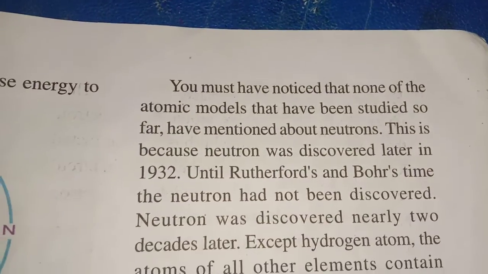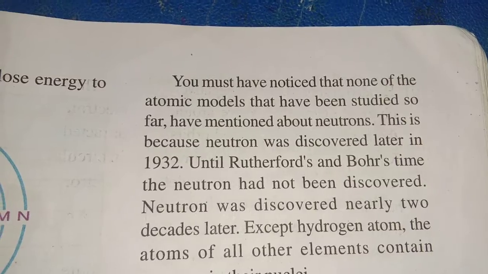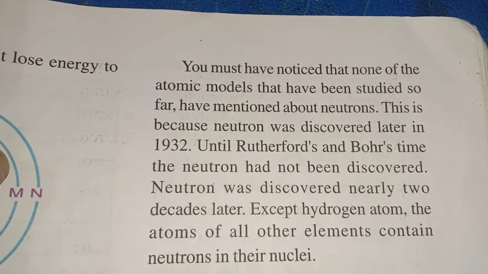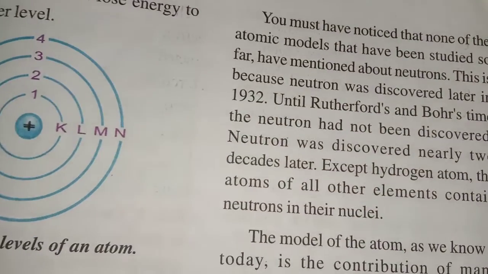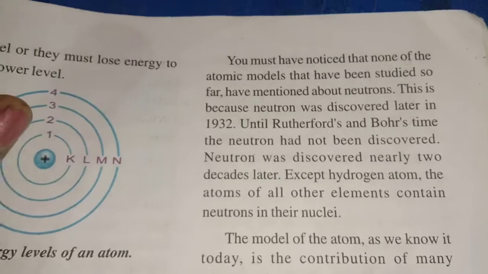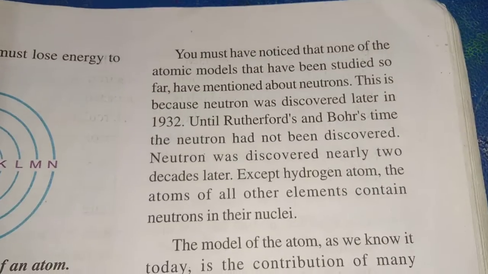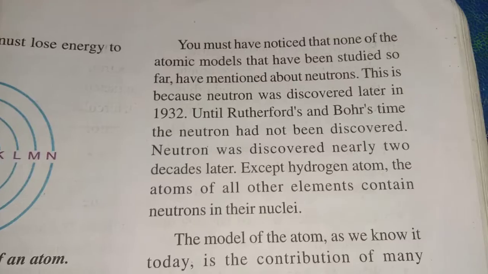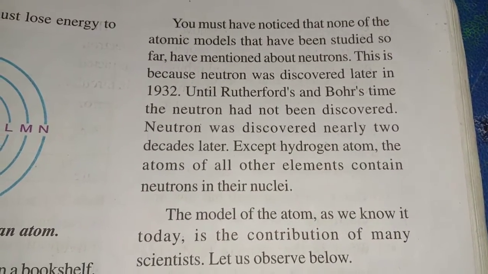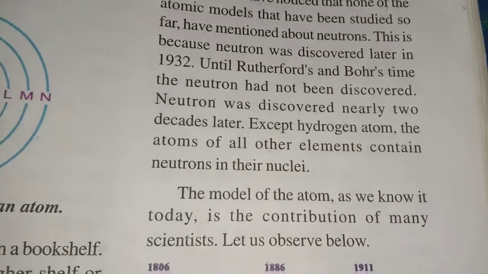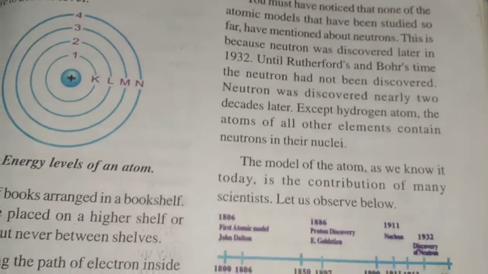You must have noticed that none of the atomic models studied so far have mentioned neutrons. This is because the neutron was discovered later, in 1932. They were only talking about electrons and protons. Until Rutherford and Bohr's time, the neutron had not been discovered. It was discovered nearly 2 decades later. Except for the hydrogen atom, the nuclei of all other atoms contain neutrons, but they were discovered later.